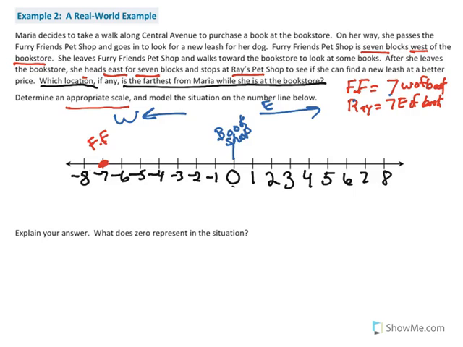And then if we wanted Ray's to be east, 7 east would be to the right of 0. So we'll make Ray's +7, and that's here. So there's Ray's Pet Shop. So we've got our model made right now. So let's go back to the question. Which location, if any, is the farthest from Maria while she's at the bookstore? So if Maria's here, is Ray's farther away from her, or is Furry Friends farther away from her?